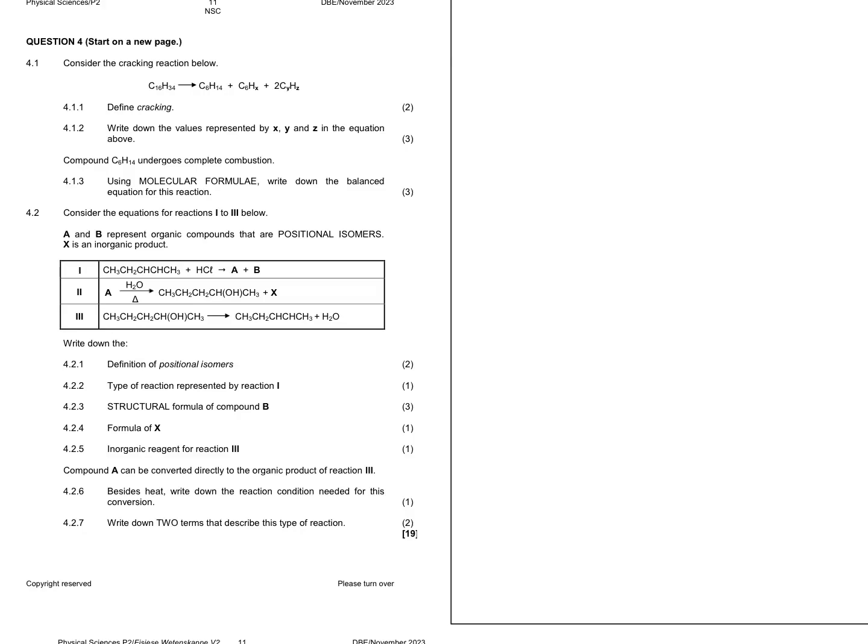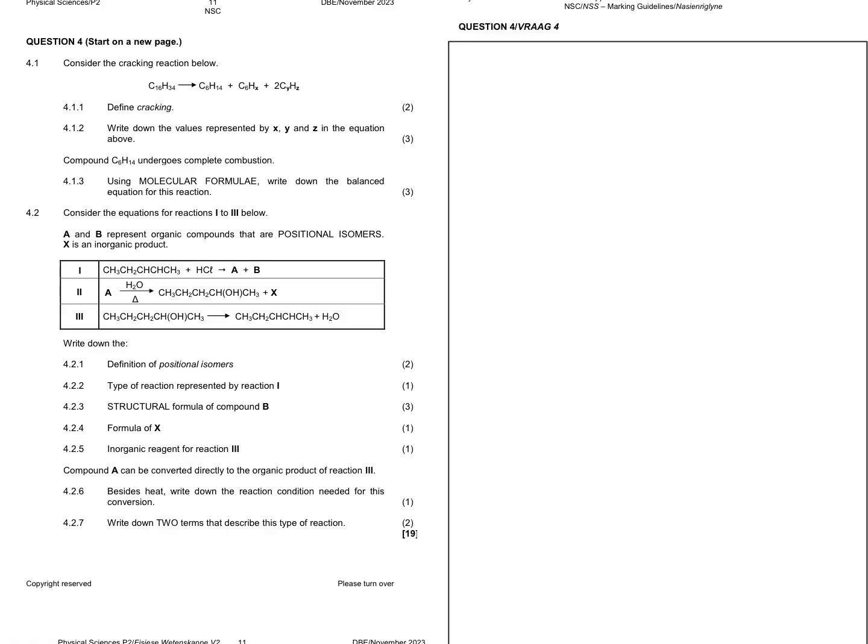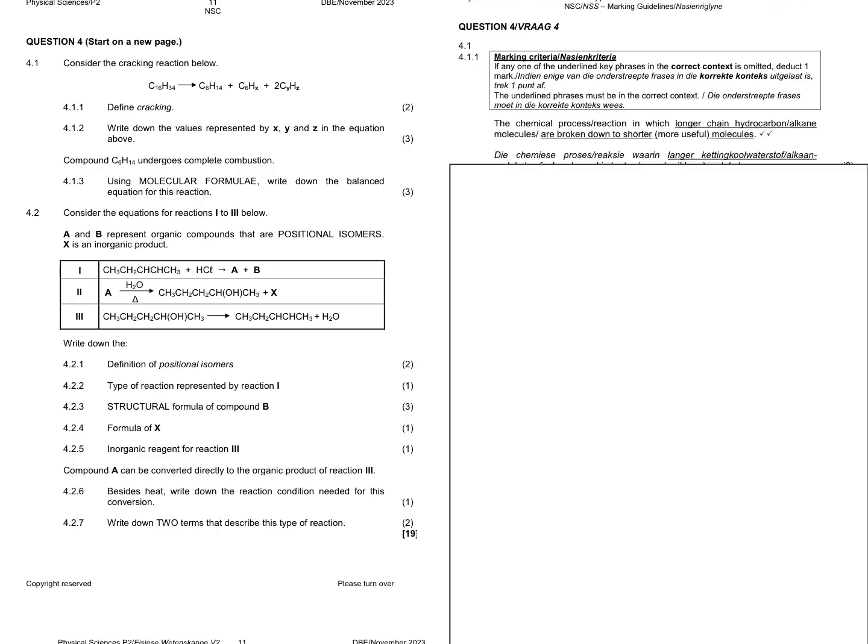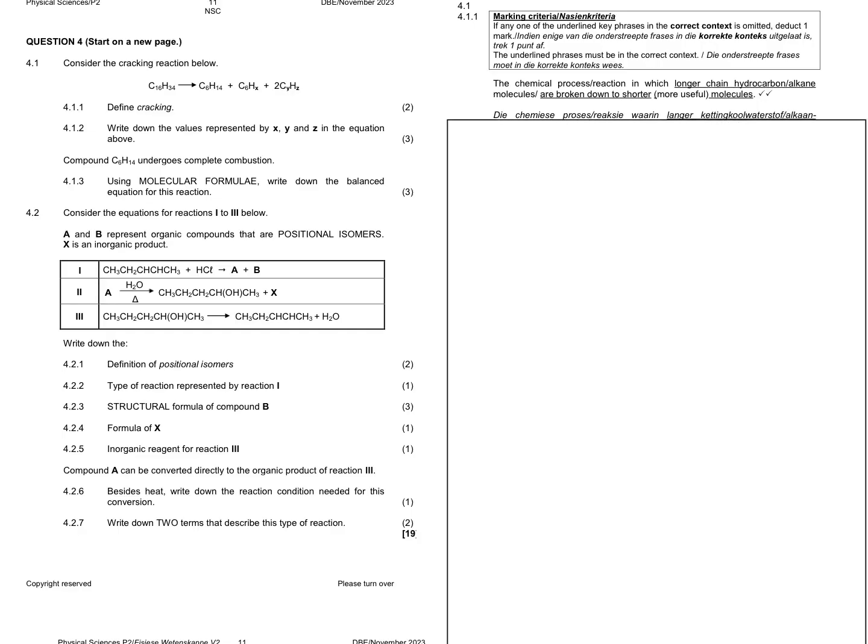Okay, so question 4 is organic reactions. And once again, definition. 4.1.1, define cracking. So that's when you break up the longer chain hydrocarbons into shorter chains. So officially, you need to say that the chemical process in which longer chain hydrocarbon or alkane molecules get broken down into shorter molecules for 2 marks. That's not a very commonly asked definition, but it's also not that difficult, I don't think.